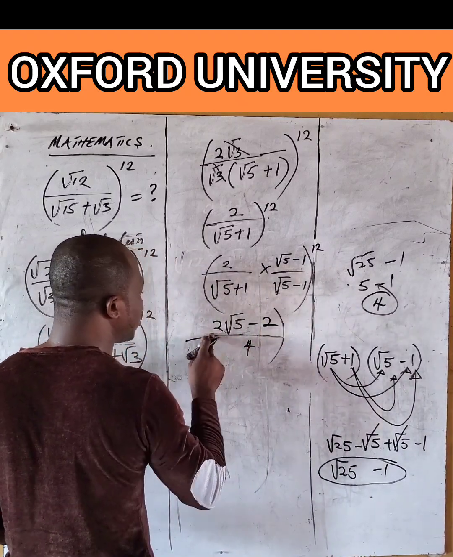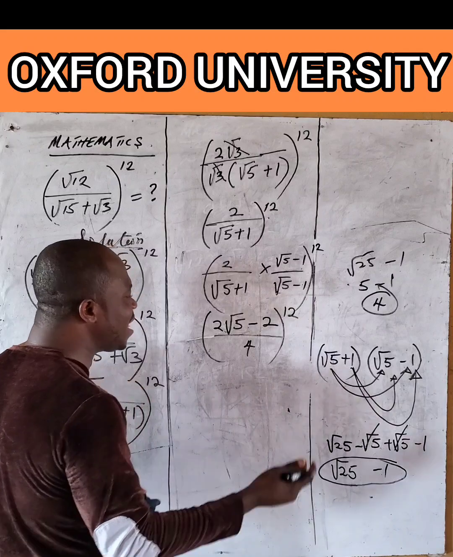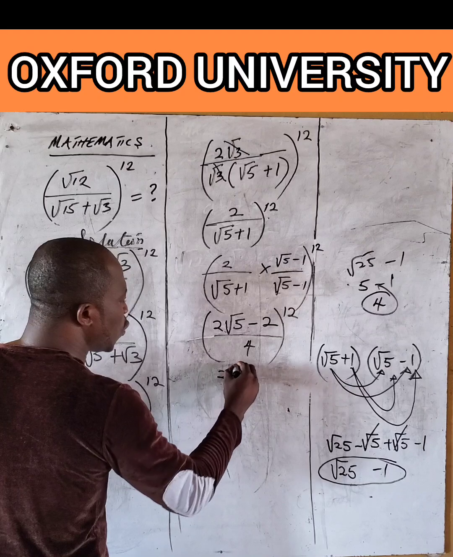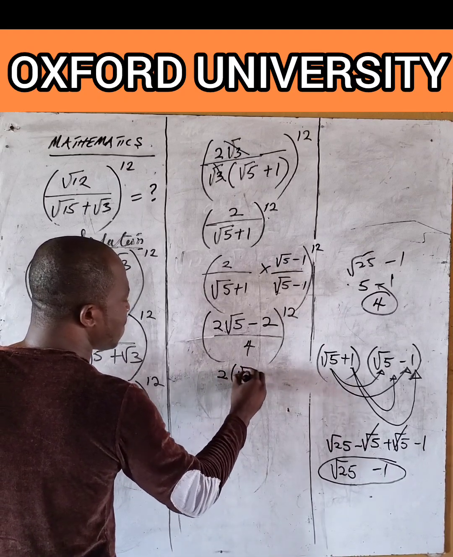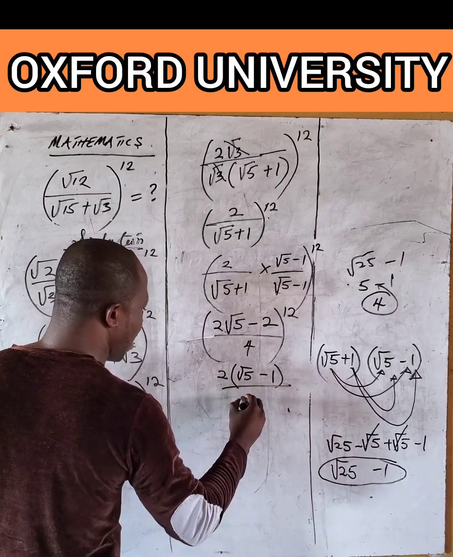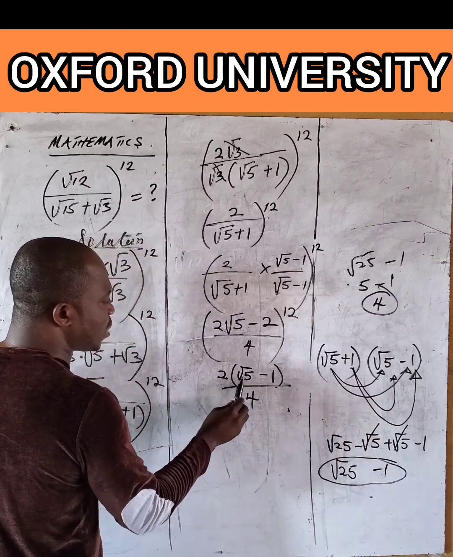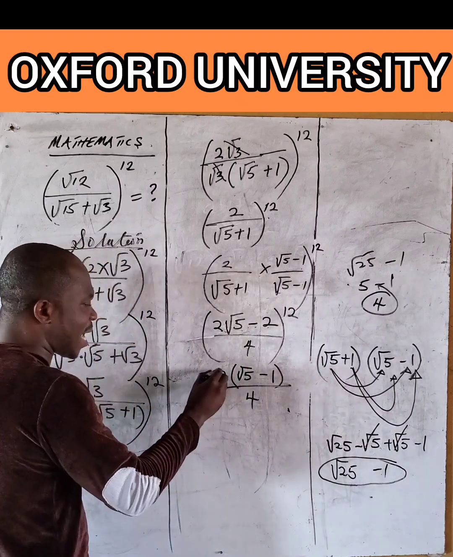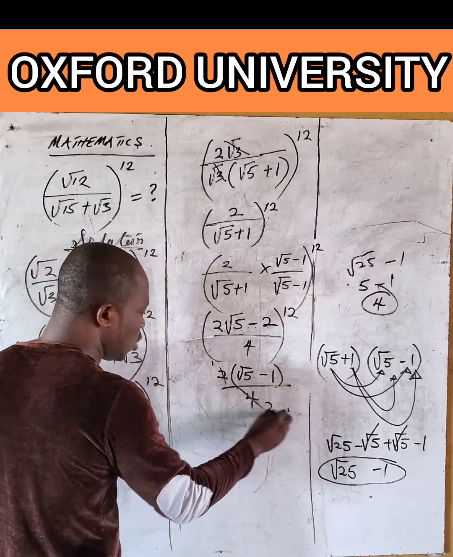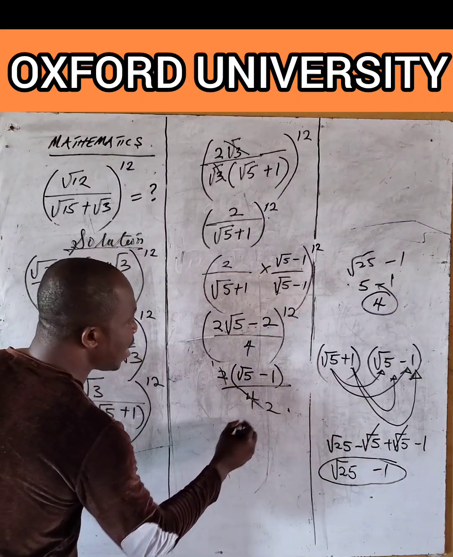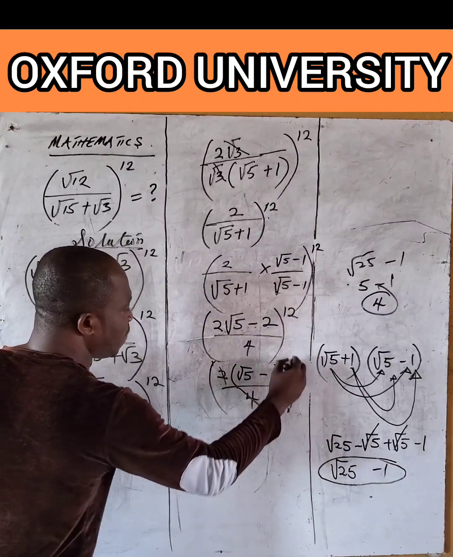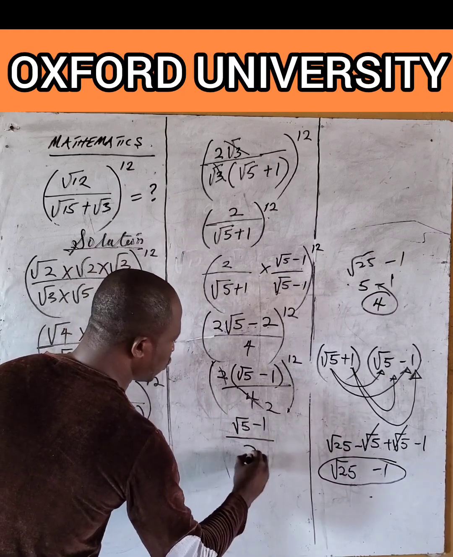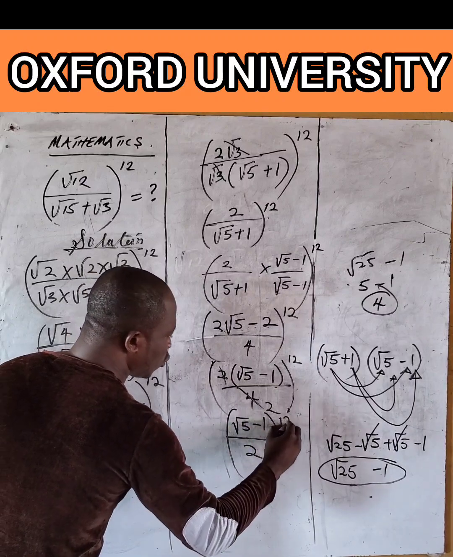Remember, all raised to power 12. If this is true, then this simply means 2 into root 5 minus 1 all over 4. Remember that 2 times root 5 will give us root 5, and 2 times minus 1 will give us minus 2, so they are the same. So I can cancel this to give me 1 and cancel this to give me 2. If that is true, what we are having now, remember, all raised to power 12, don't forget, is root 5 minus 1 all over 2, all raised to power 12.